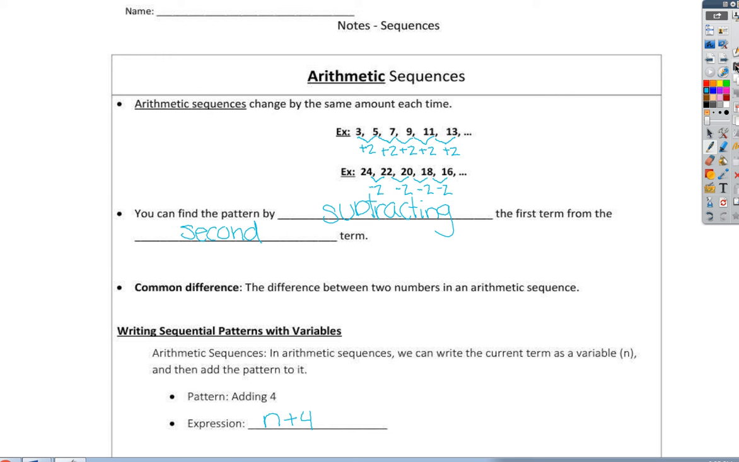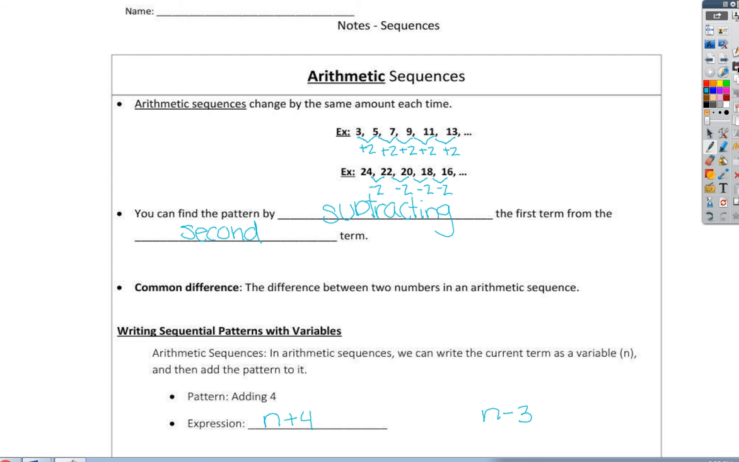If we were subtracting, and we said our pattern was minus 3, it would be N minus 3. So you write it like this. This N is just showing what number comes first. So if we said 24 would go here, minus 2, we could figure out our sequence from there.